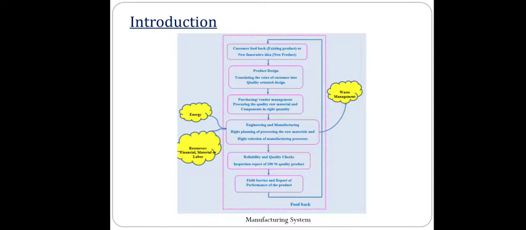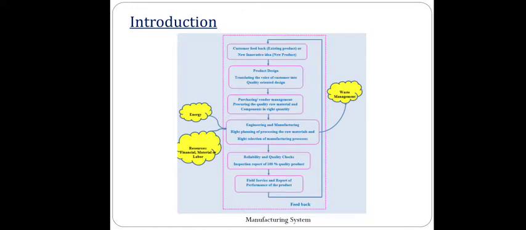Now next part is this finished product which is checked for quality purpose, which is the reliability and quality check. So inspection report of 100% quality product, and this quality product again goes to field service and report of performance of the product. So means how this product performs in the market, and we get this feedback which is directly linked to the starting of the product.